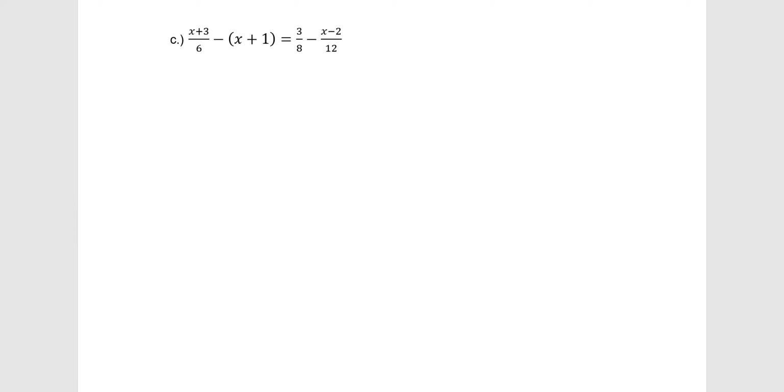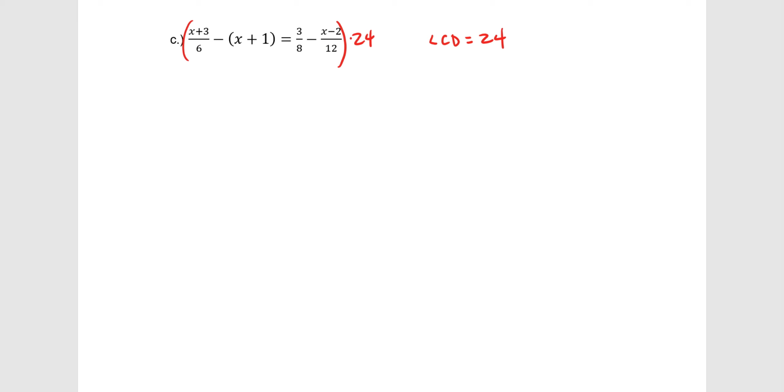Okay, so we have one more fraction one. We have (x + 3)/6 - (x + 1) = 3/8 - (x - 2)/12. So let's take a look at this LCD. The LCD here is going to be the least common multiple of 12, 8, and 6. The least common multiple of these three numbers looks like it's going to be 24. So we're going to multiply everything by 24.